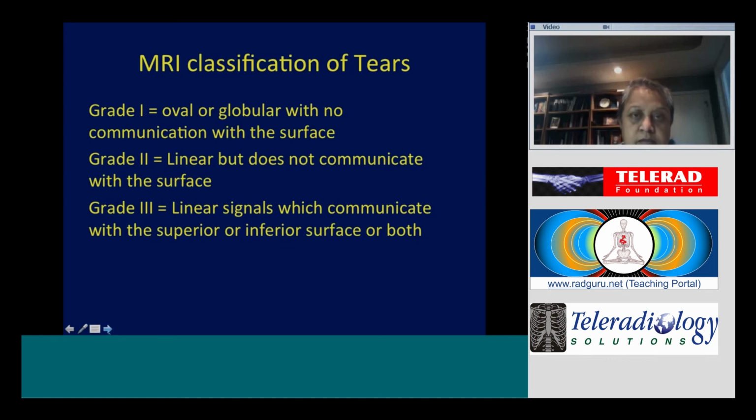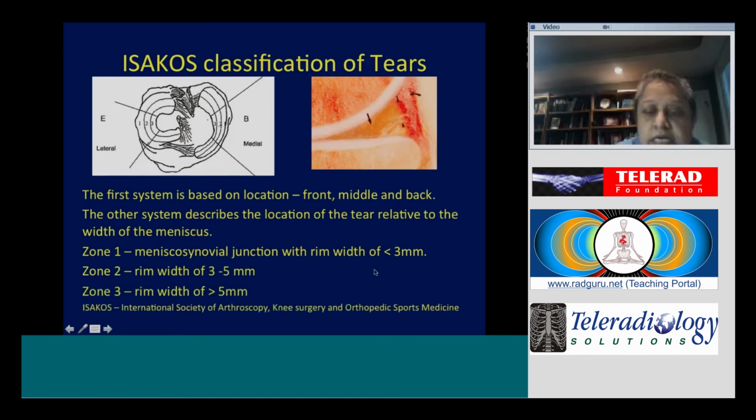ISOCOS is the International Society of Arthroscopy, Knee Surgery and Orthopedic Sports Medicine. And they classify the tears a little differently. The first system they use is locating it in the coronal plane: anterior, middle, and posterior, or front, middle, and back. The other system describes the location of the tear with reference to the width of the meniscus.